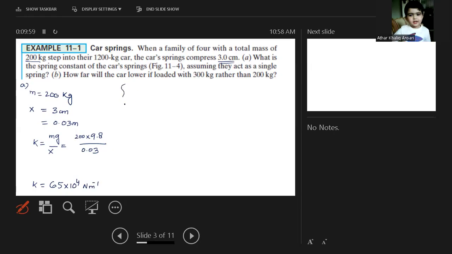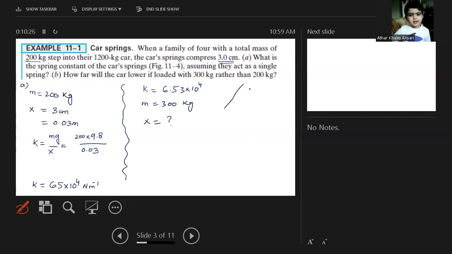In the next part, it is saying, if there are people with more mass, like 300 kilograms rather than 200, the spring constant remains the same, 6.53 times 10 to the power 4, and now the mass changes to 300 kg. So you are asked to find how much it will be lowered. You have to find x.